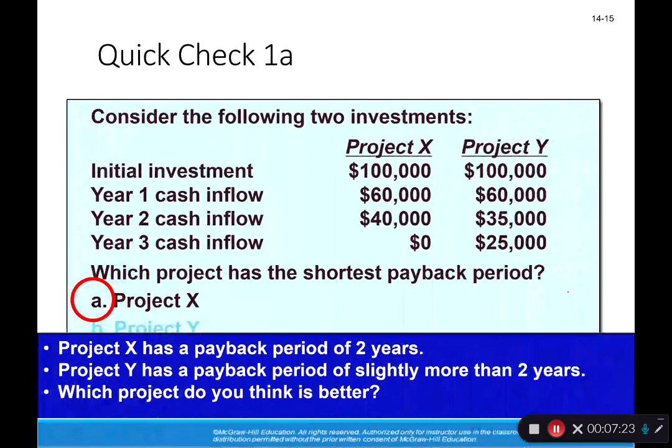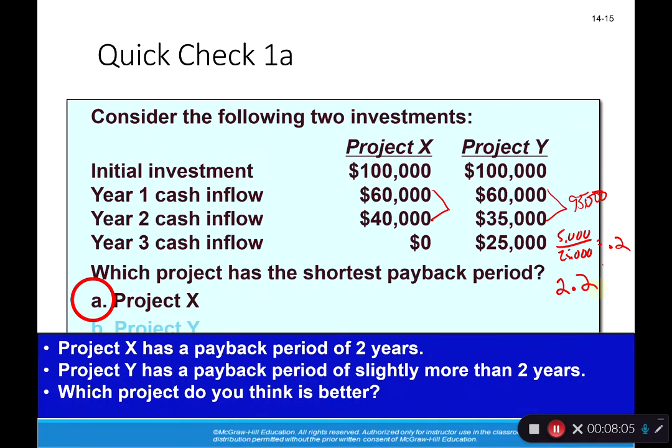And hopefully after you tried it, you found out that A is the answer. A is going to give us a payback period after 2 years because 60 plus 40 gives me 100. Project Y, we're not going to get our payback period until sometime after 2 years because 60 and 35 is only 95. So then we're going to need some of year 3's cash flow to break even. How much? We need an extra 5,000 of the 25,000. Which means we need another 0.2.